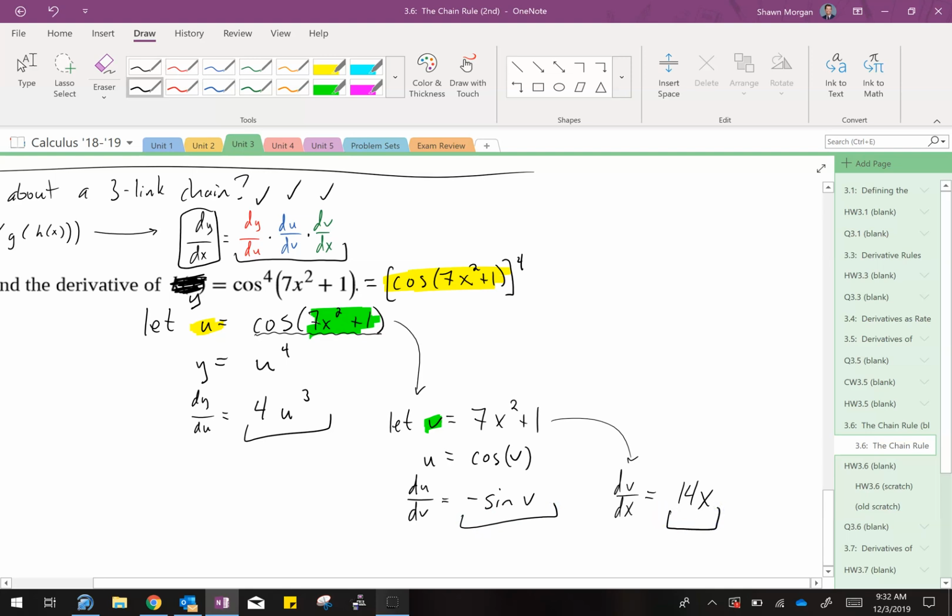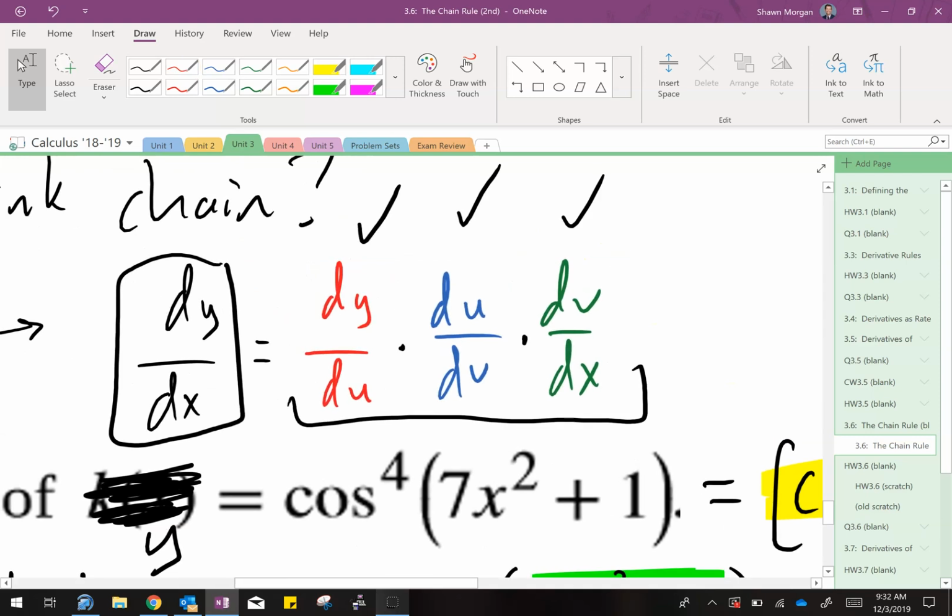And think about that dimensional analysis we mentioned yesterday from chemistry. Like, what happens, let me zoom in here, what happens when we start multiplying these 3 fractions? Well, the du's would cancel out, the dv's would cancel out, and we'd be left with dy over dx. Okay?